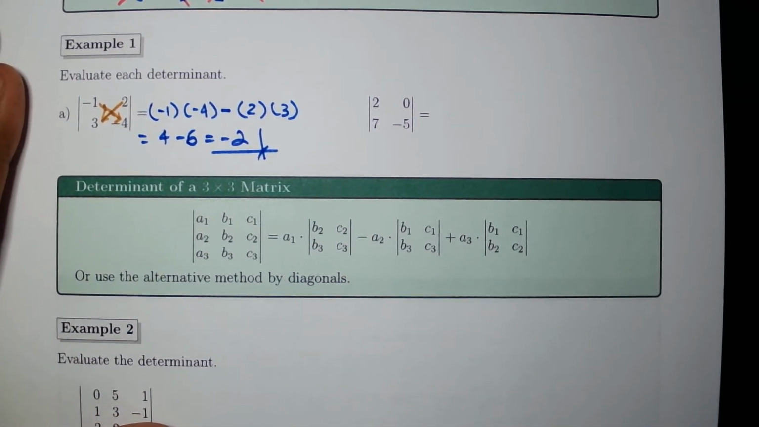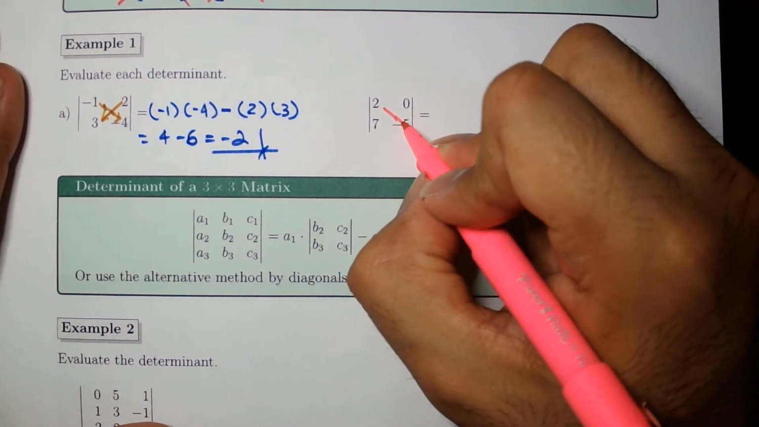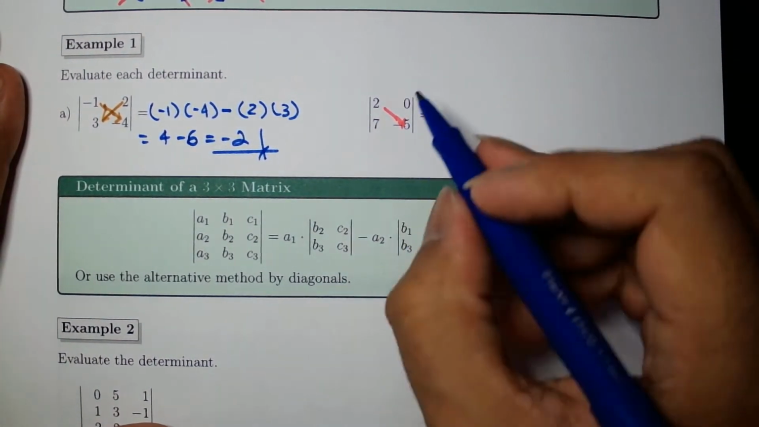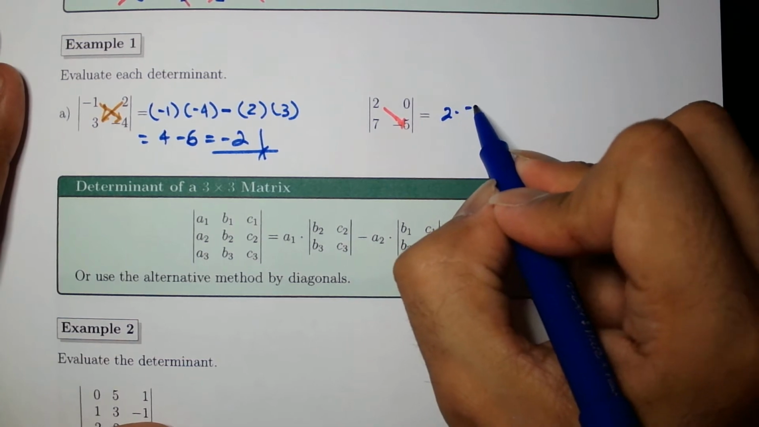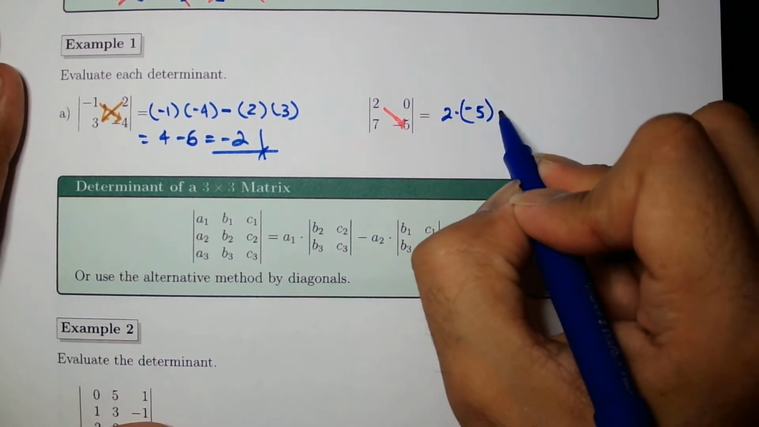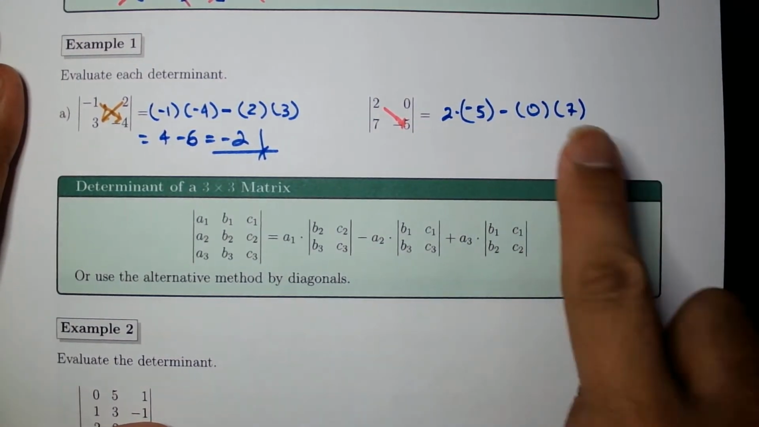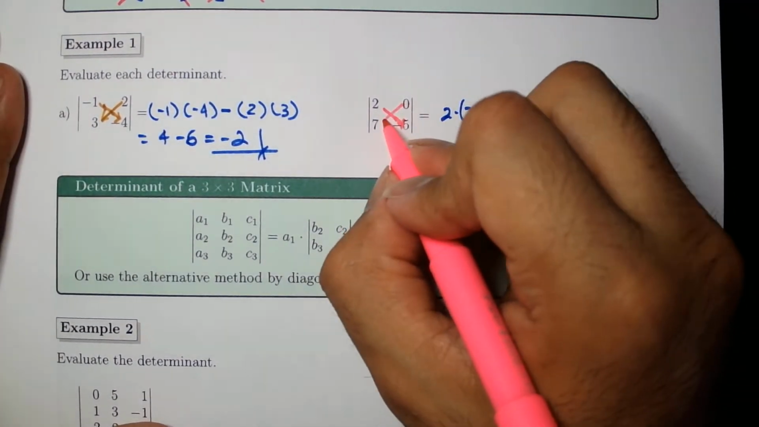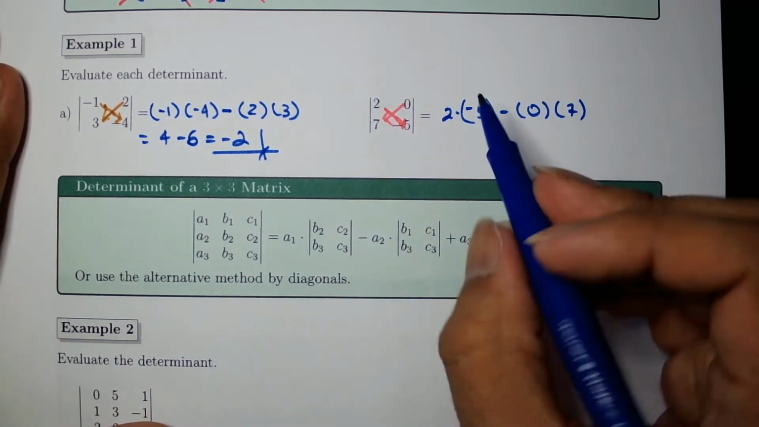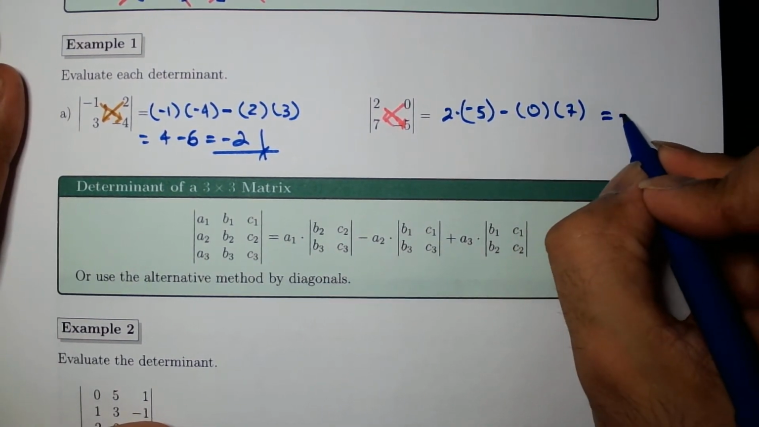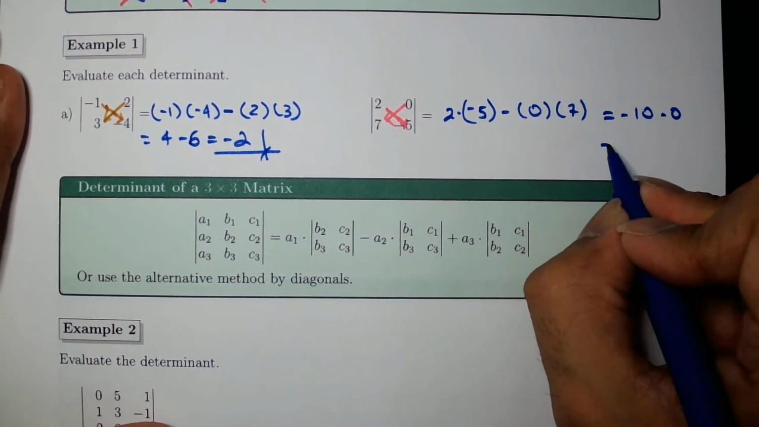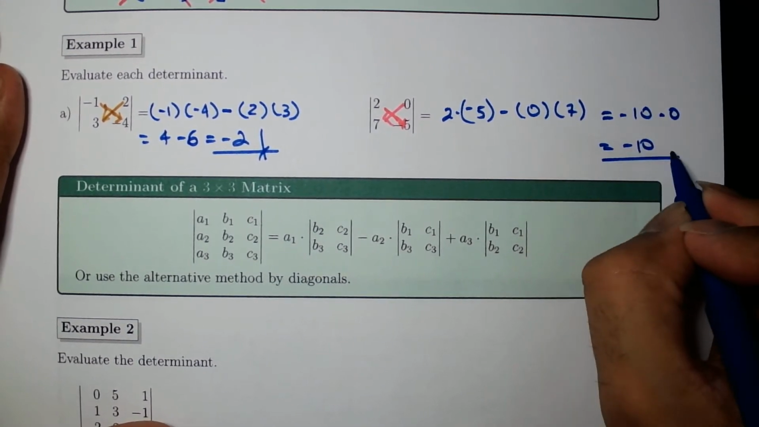Let's do the same over here as well. 2 times -5 minus 0 times 7. That quantity is going to be 0. So that's -10 minus 0, which equals -10.